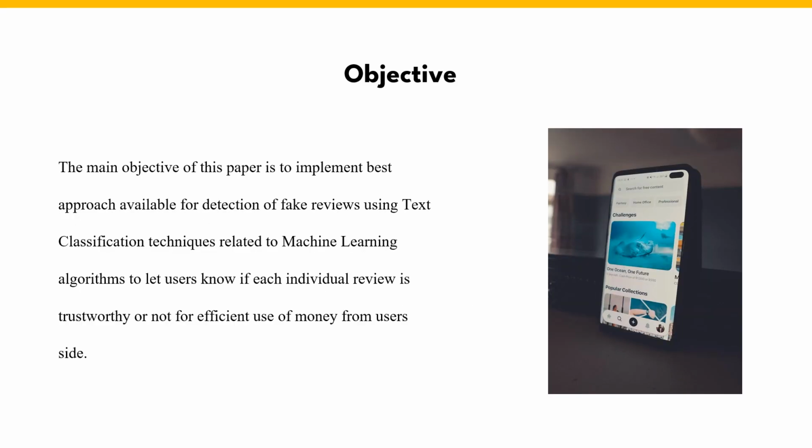And next, we'll discuss the objective. The main objective of this paper is to implement the best available approach for detection of fake reviews using text classification techniques related to machine learning algorithms, to let users know whether each individual review is trustworthy or not, for effective use of money from the user side.